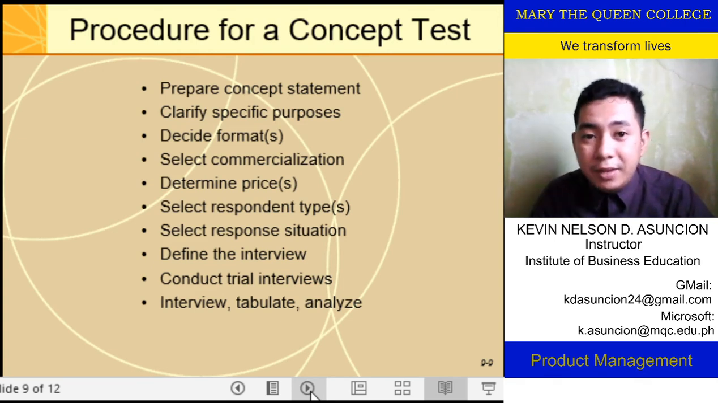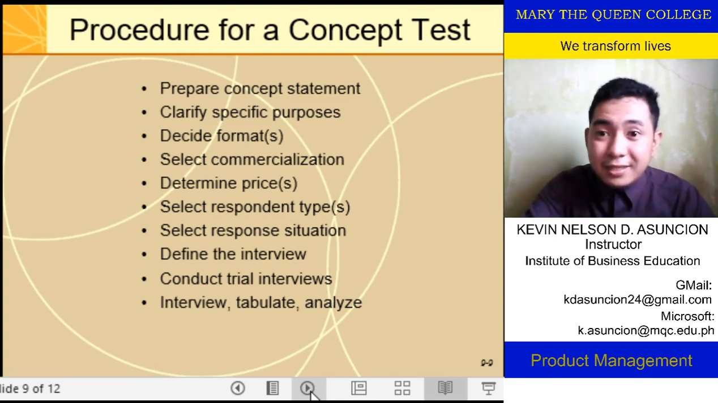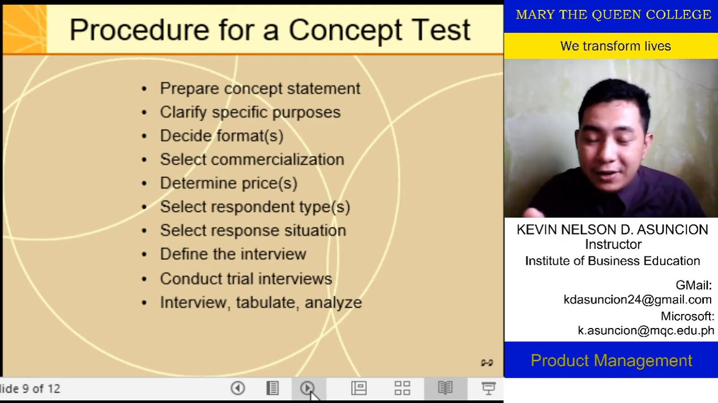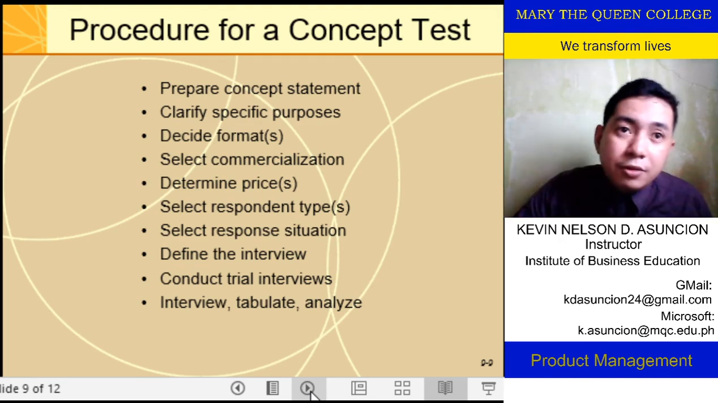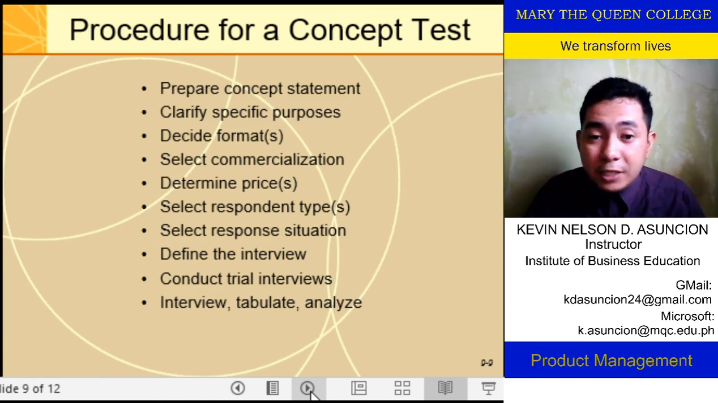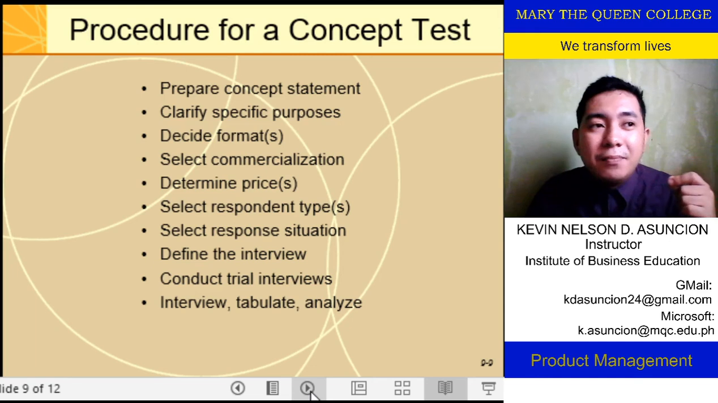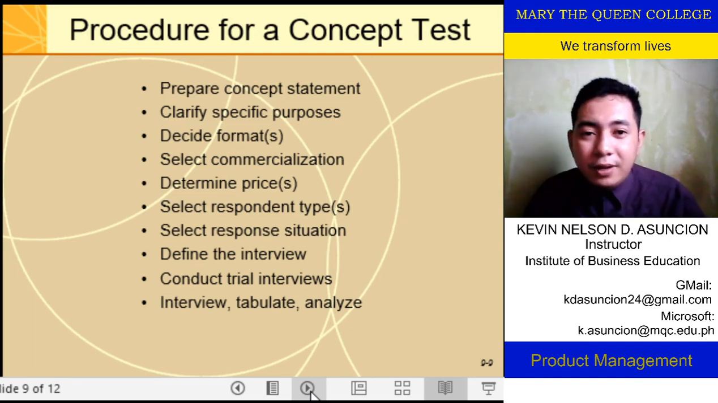What are the procedures for concept testing? So prepare the concept statement. What's the concept statement as indicated earlier? So it includes those three inputs. Clarify specific purposes. What's that product made for? Okay? So decide the formats and then select commercialization. How do you commercialize it? Determine the price, select respondent types, select response situation, define the interview, conduct trial interviews.